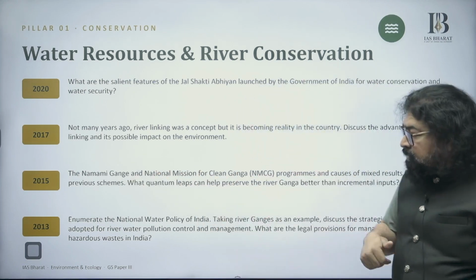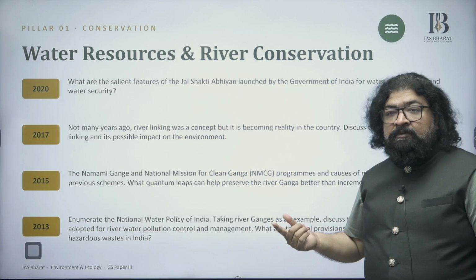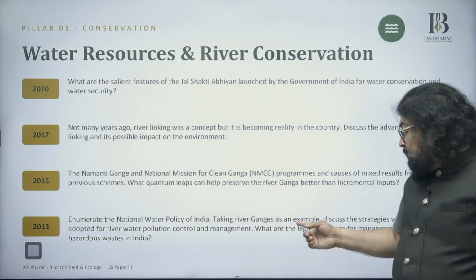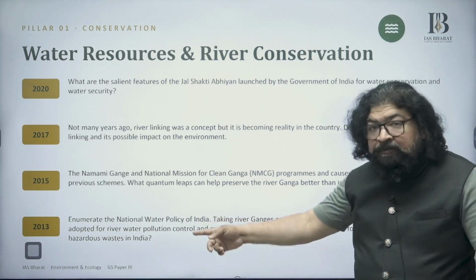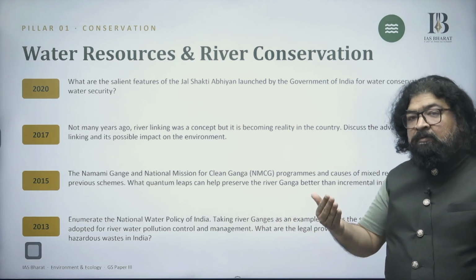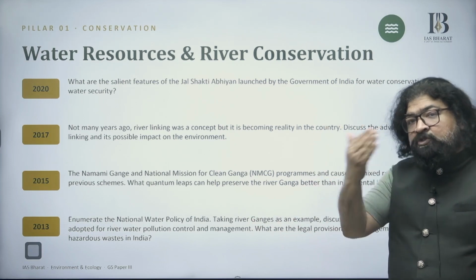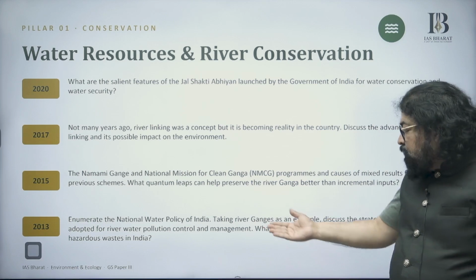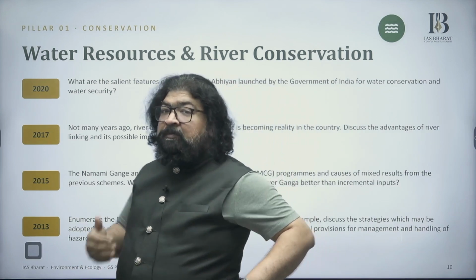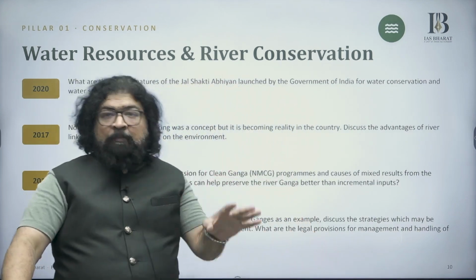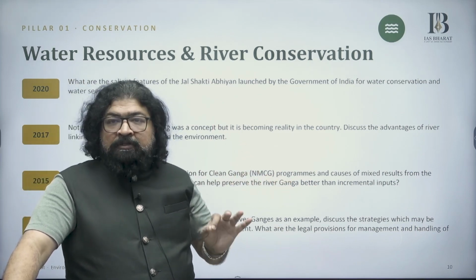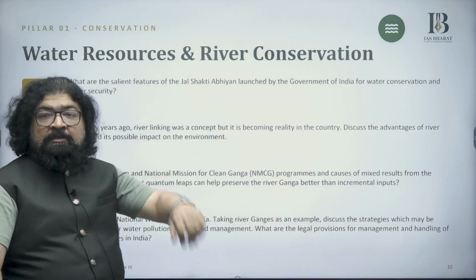2015 question. 2013, enumerate the National Water Policy of India. Now again, see, government policy, the National Water Policy of India, taking river Ganga as an example, discuss the strategies which may be adopted for river water pollution control and management. Taking the example of Ganga, how we can tackle the problem of river pollution in entire India, that you have to write. What are the legal provisions for management and handling of hazardous waste in India? Right, dumping of hazardous waste. What are the legal aspects? Then from the law point of view, the Environment Protection Act and hazardous waste handling and management rules. Based on that, you have to write the last part of the question there.